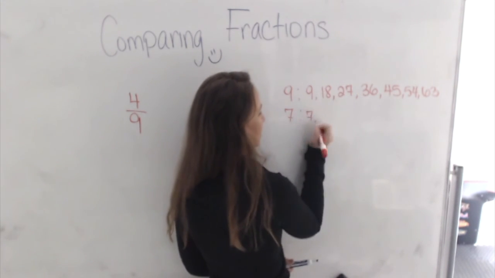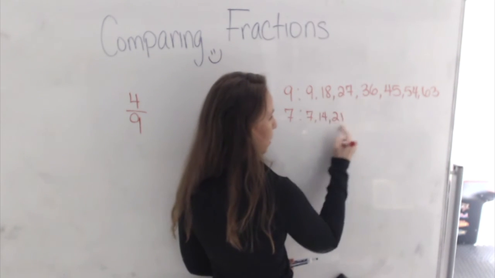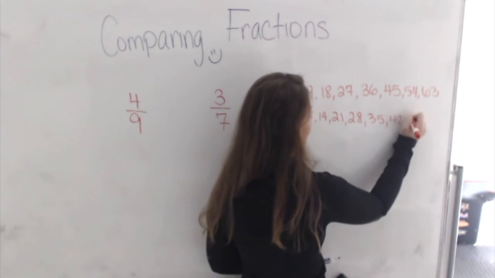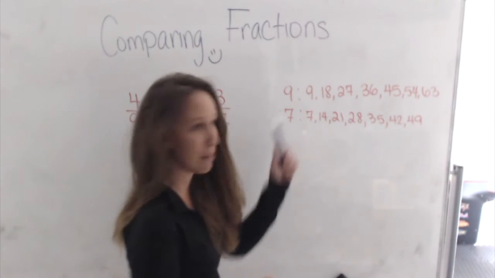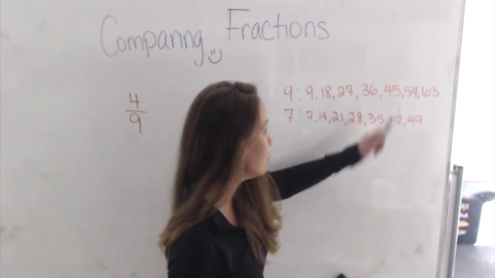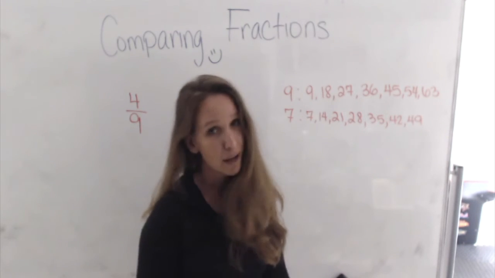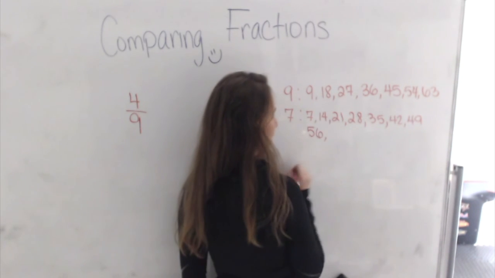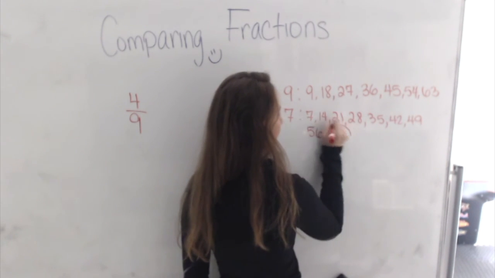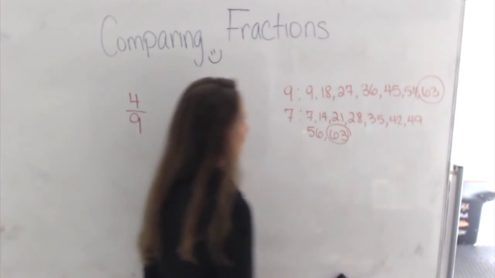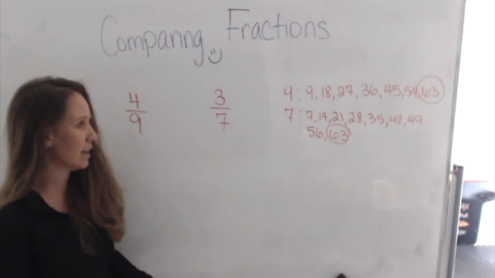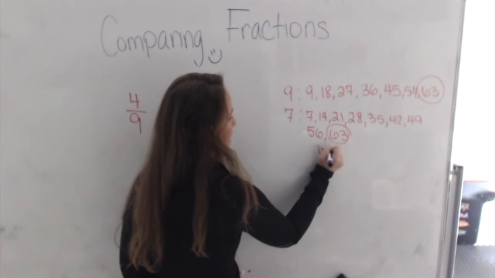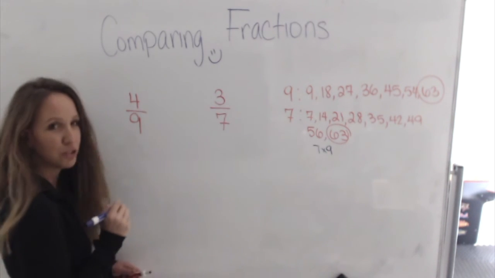7 times 1 is 7. 7 times 2 is 14. 21 plus 7 is 28. Plus 7 is 35. Plus 7 is 42. Plus 7 is 49. I'm going on forever. There's nothing that matches yet. Close. 42 is almost 45. 35 is almost 36. But they don't match. So 49 plus 7 is 56. 56 plus 7 is 63. And that was the first number that matched. 7 times 9 is 63. So we know 7 times 9 is 63. Those are our two numbers.